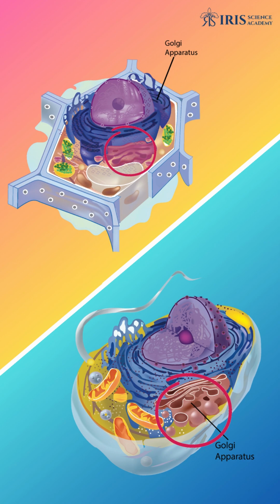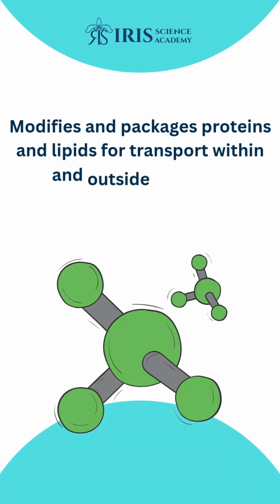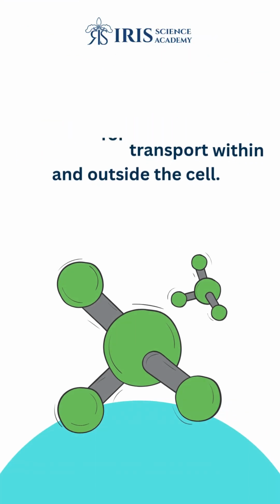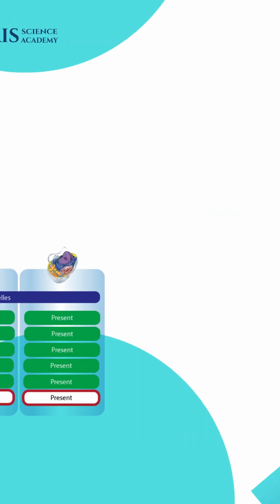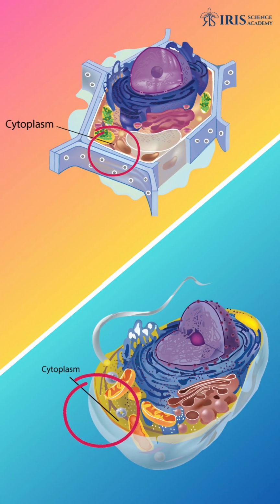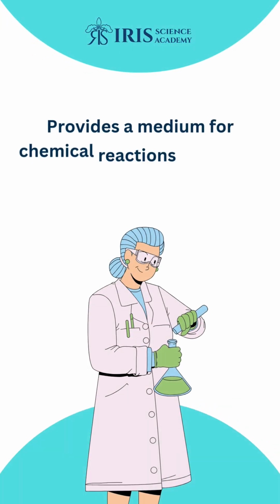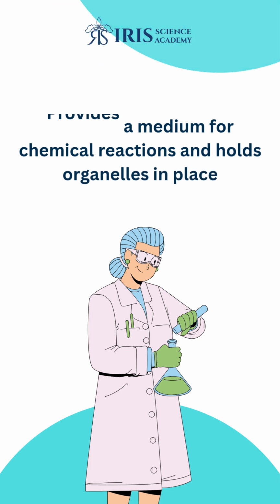E. Golgi apparatus. Structure: stacks of flattened sacs. Function: modifies and packages proteins and lipids for transport within and outside the cell. F. Cytoplasm. Structure: a jelly-like fluid filling the cell. Function: provides a medium for chemical reactions and holds organelles in place.